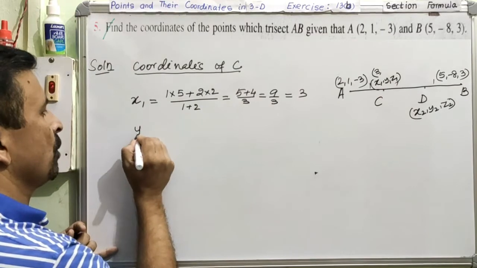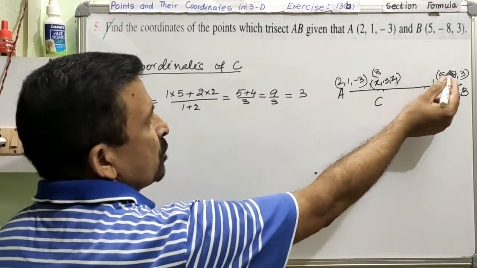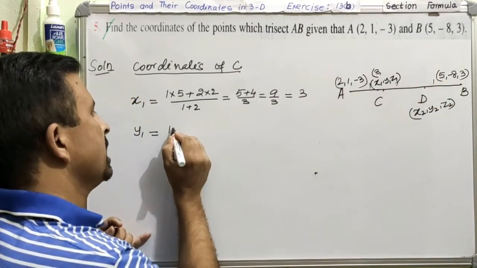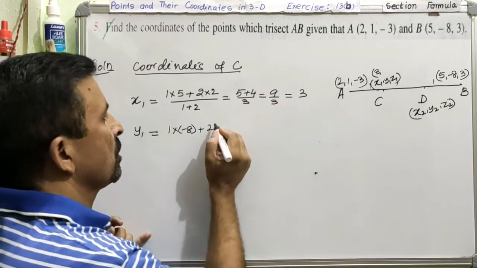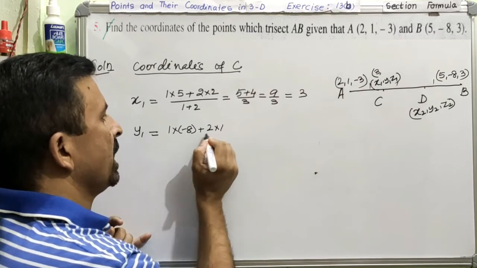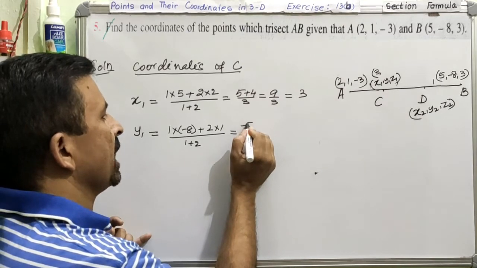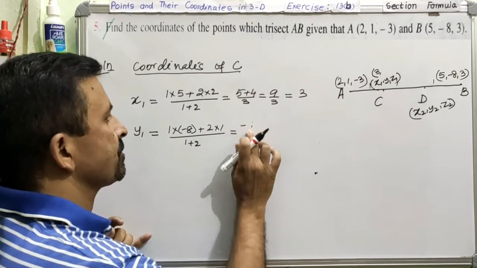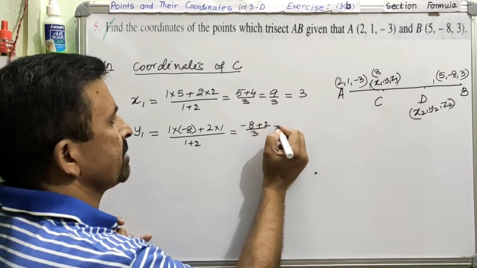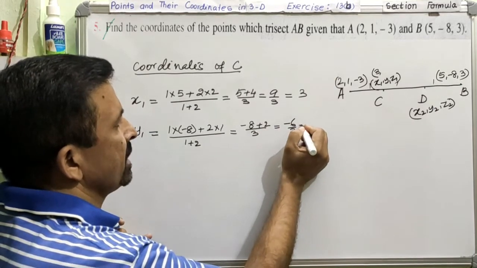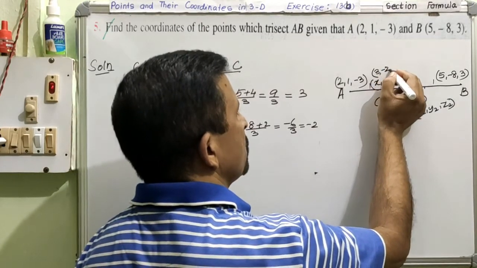Now y1. y1 is equal to 1 into minus 8 plus 2 into 1, divided by 1 plus 2. This is minus 8 plus 2 divided by 3. This is minus 6 divided by 3, which is equal to minus 2. So this is the y value of your C, minus 2.